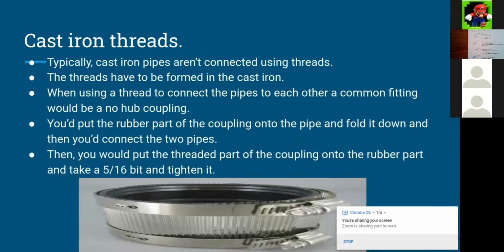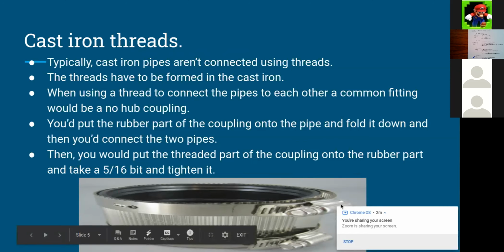Cast iron threads. Typically, cast iron pipes aren't connected using threads. The threads have to be formed in the cast iron. When using a thread to connect the pipes to each other, a common fitting would be a no hub coupling. You'd put the rubber part of the coupling onto the pipe and fold it down, and then you connect the two pipes. Then you would take the threaded part of the coupling onto the rubber part and take a 5/16 bit or a different size and tighten it. Here's an example of what it usually looks like.